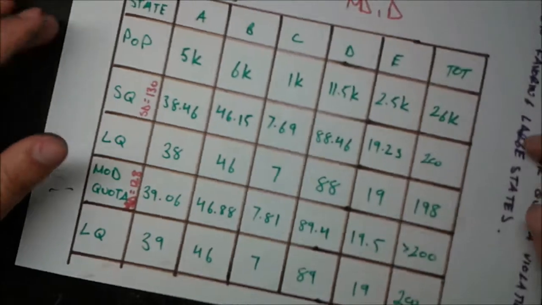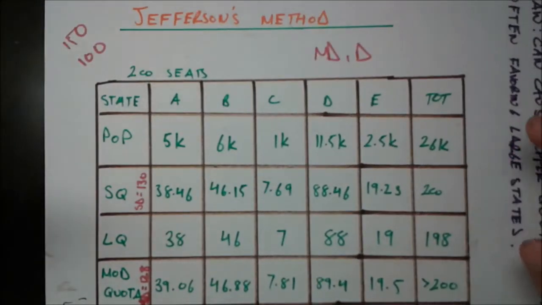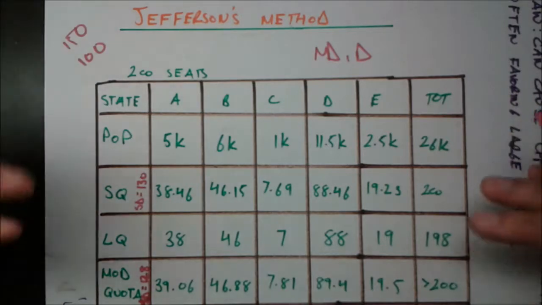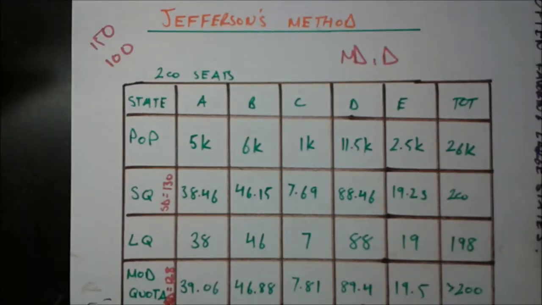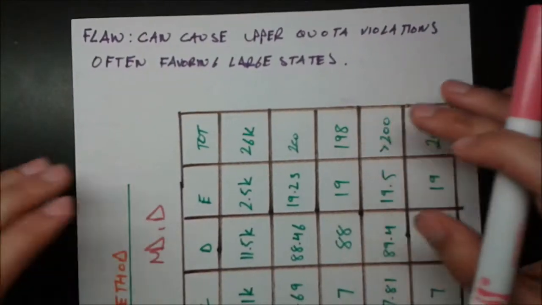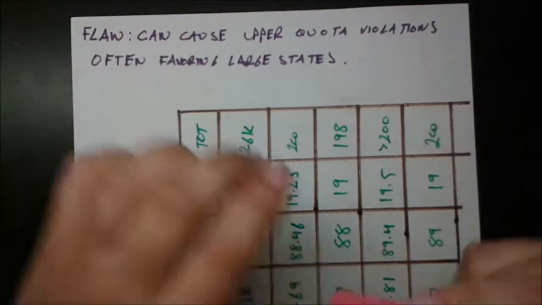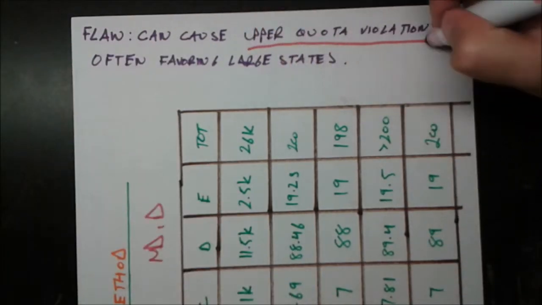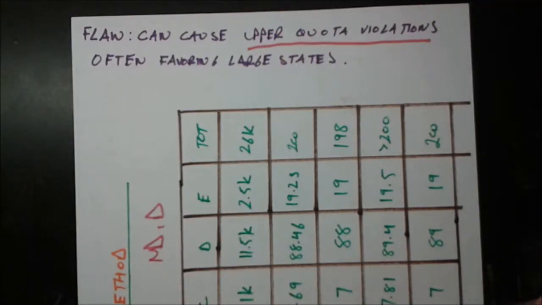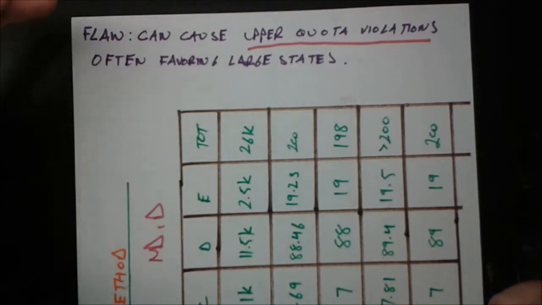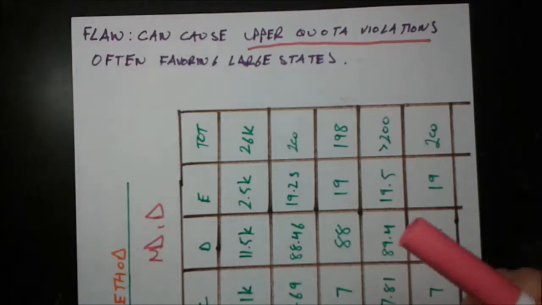So this avoids the problem with Hamilton's method because it doesn't have to do with taking surplus seats and giving them out and dealing with the different ways to do that. But here's the major flaw. The flaw is that it can cause upper quota violations, which often favor large states. So an upper quota violation is a violation of the quota rule in the upper direction. So this is a violation where states can get more than their upper quota.